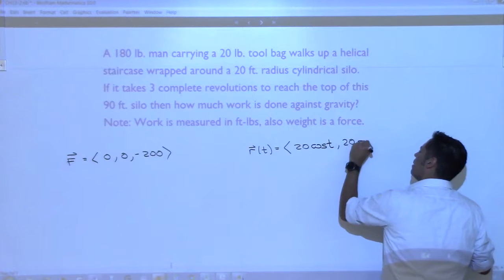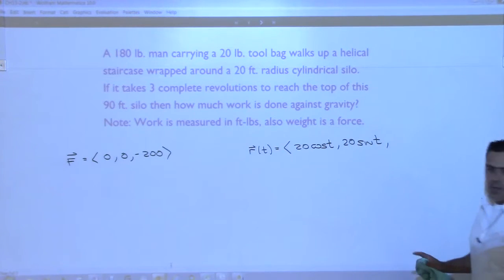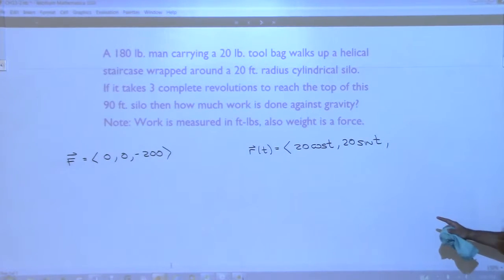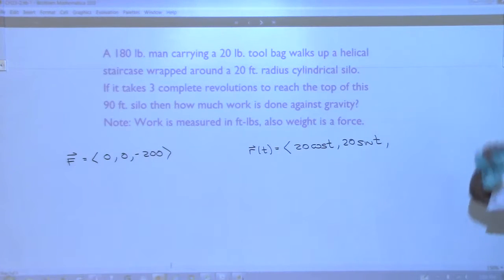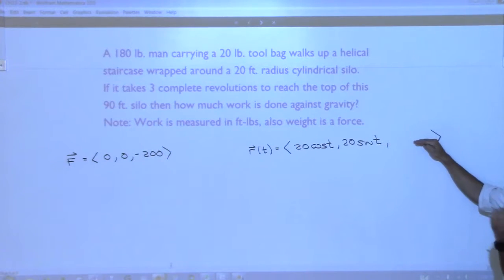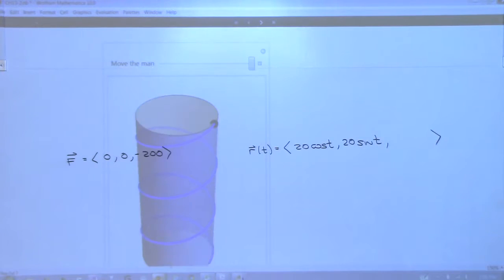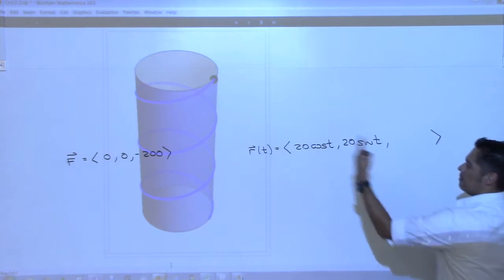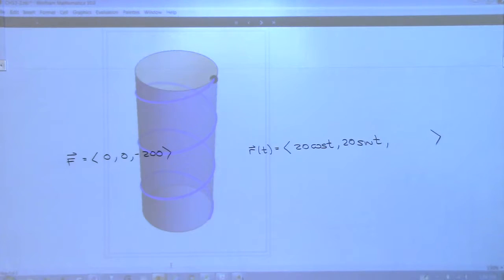Cosine t, sine t. There we go. So remember this? This basically wrapped us around, but we needed to move up, and that's where we left off. And I said, why don't you go and try and figure that out? So did anyone figure out what this last component needed to be? We needed to rise up by 90 feet. Would this be 90? If you just put 90 there, that's just going to keep us at 90 the whole time. We're wrapping ourselves up the silo. We're going up. So for every pi, you'd go up 20, right?